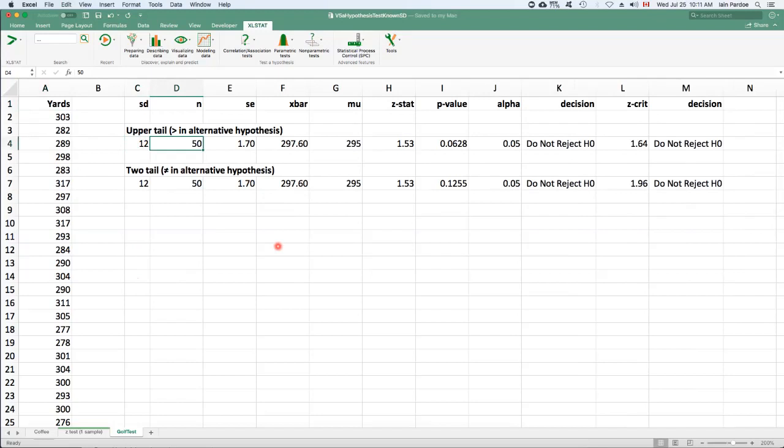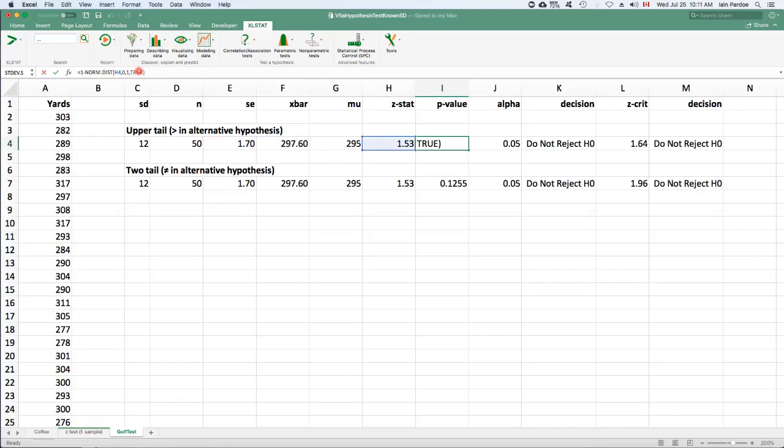We've got 50 sample measurements, standard error is standard deviation divided by square root of n. The sample mean from the data comes to 297.6, and our hypothesized mean is 295. Z statistic is sample mean minus hypothesized mean divided by standard error. And we're doing an upper-tailed test, so our p-value will be the upper tail area to the right of the Z statistic.